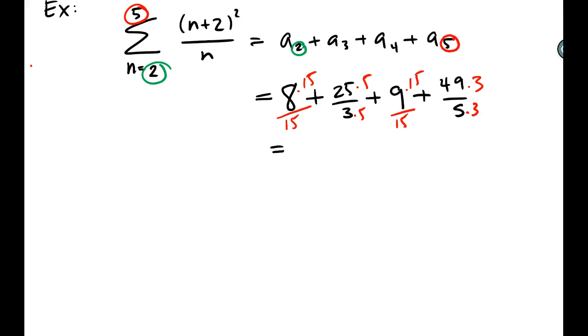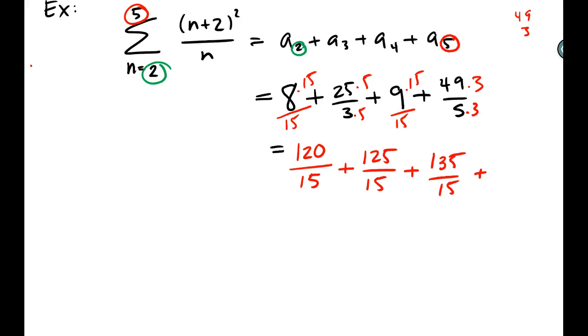So 8 times 15, what is that, 120 over 15. Then we've got 125 over 15. Then we've got, oh God, my brain, it hurts. It's 90 plus 45 is 135 over 15. And, okay, brain, this was a terrible idea.